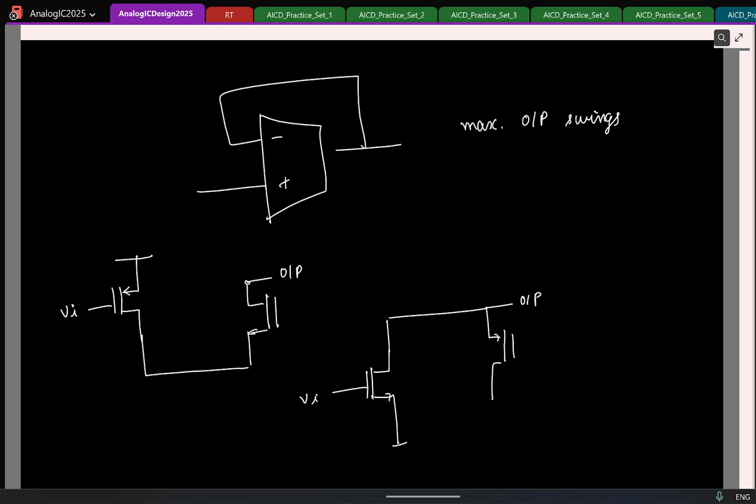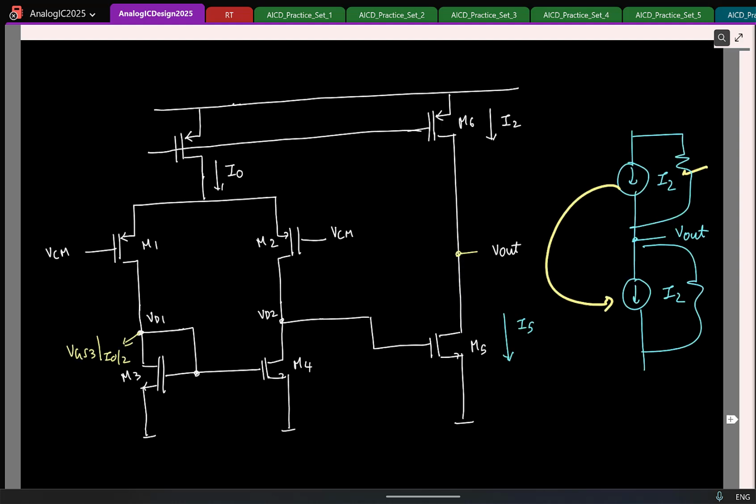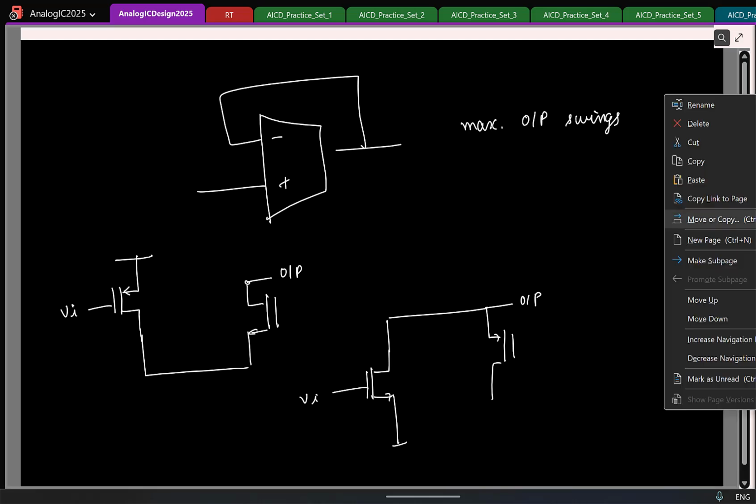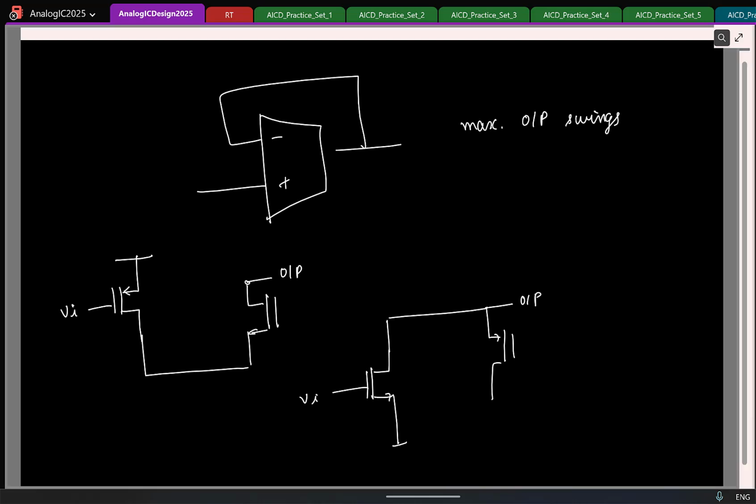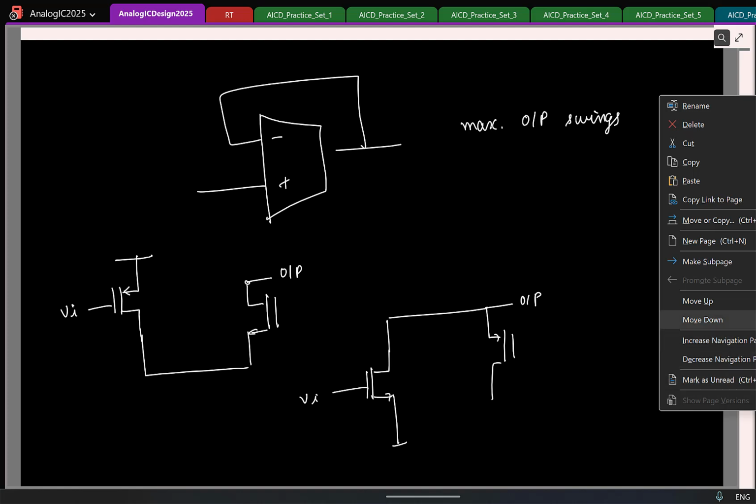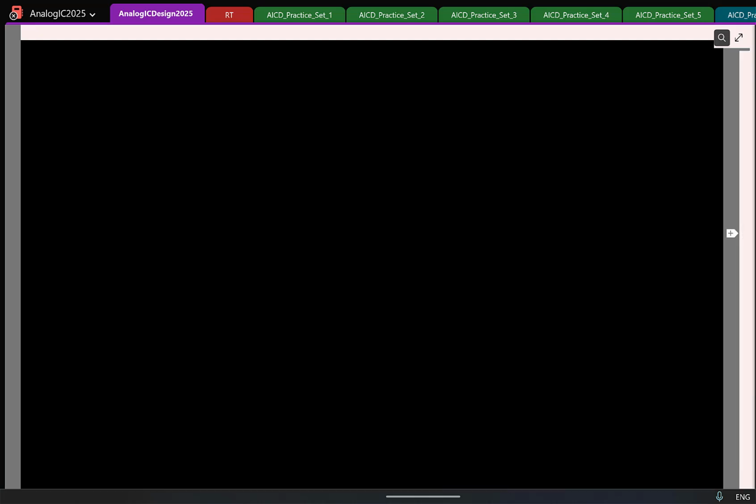So that gave rise to folded cascode, and then to increase the gain of the cascode further, what did we see? We looked at Gm boosting. Again, the idea is the following. If I take a normal cascode, I can take a normal cascode.